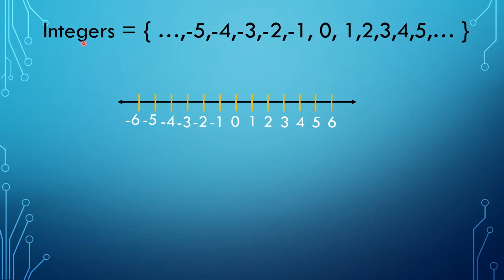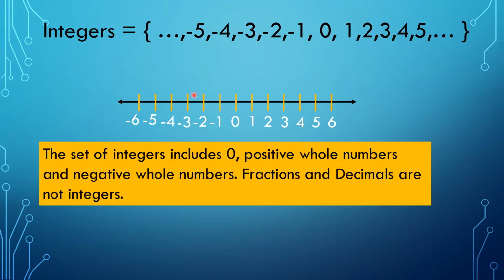Now, I have here a set of integers. If you look at this one, this is 0. Then, to the right of 0, we have 1, 2, 3, 4, 5. These are counting numbers or natural numbers. And to the left of 0, these are negative numbers. Now, the set of integers includes 0, positive whole numbers, and negative whole numbers. Fractions and decimals are not integers. Take note of that.